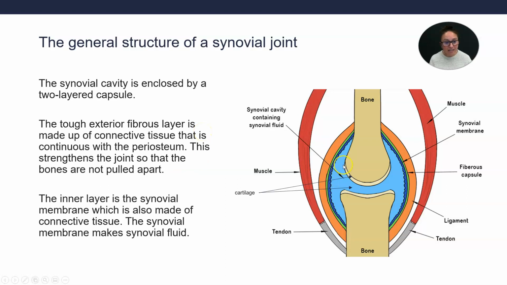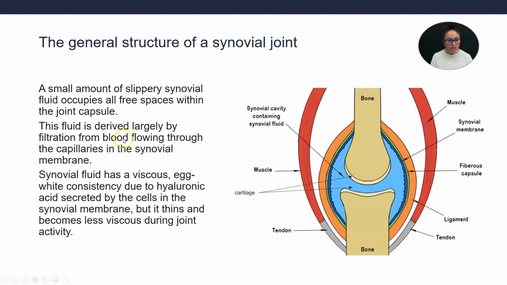Now, the cavity is enclosed by a two-layered membrane. Let's have a look at that. We've got an outside layer, which is made up of connective tissue, which is this green stuff here. And then you've got the inner layer, which is this blue stuff here. The blue stuff is called the synovial membrane, and that actually makes the fluid. So that's quite handy, hey, to have it there. The green stuff is protection, the blue membrane is fluid.